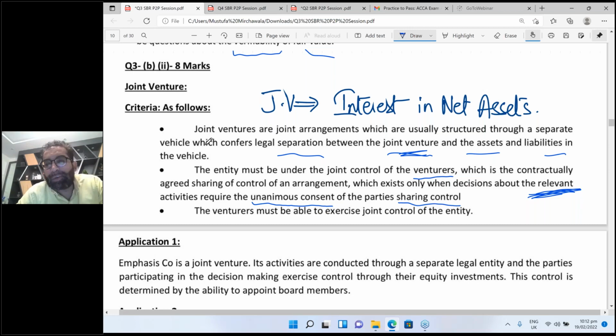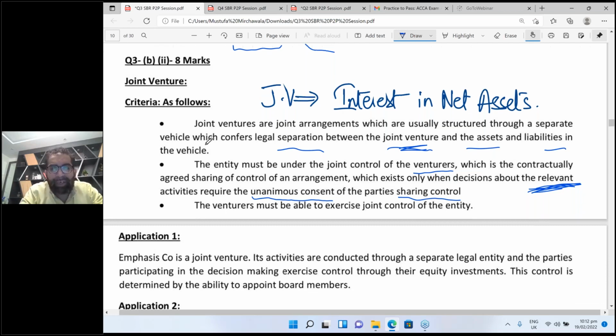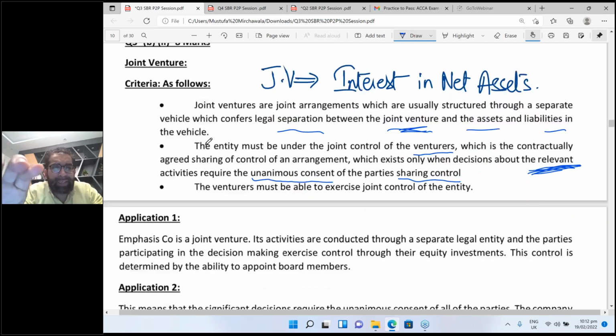Right? I give you one practical thing from my own life. Whenever somebody tells me to join a partnership of three to four people, any partnership, I always write this clause for me, unanimous consent: you have to take a vote from me, and if I don't give my vote, you can't change anything. This is a very important thing in practical life as well. The venturers must be able to exercise joint control of the entity. This is a very simple discussion.